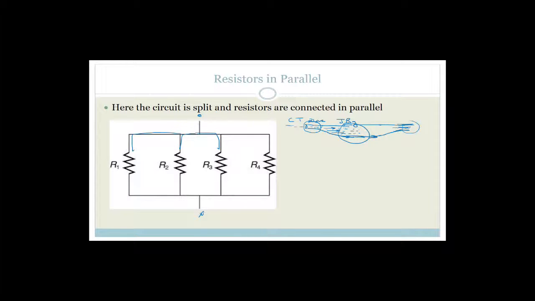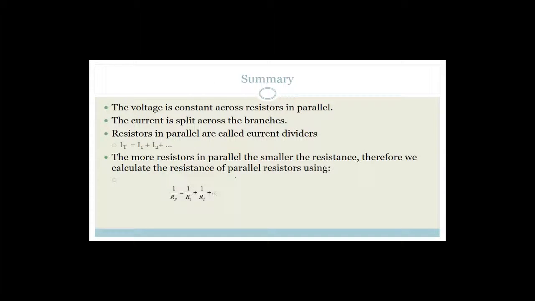So the greater the number of resistors in parallel, the smaller the resistance, okay? The more resistors you have in parallel, the smaller the resistance. And there is a formula for it. It says 1 over R parallel is 1 over R1 plus 1 over R2. And this is on your formula sheets. You don't have to memorize it, but you do need to know how to work it out.